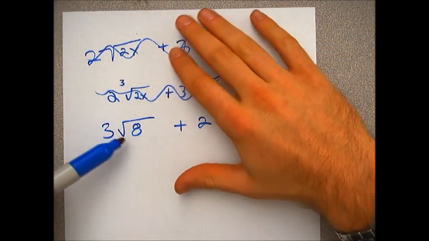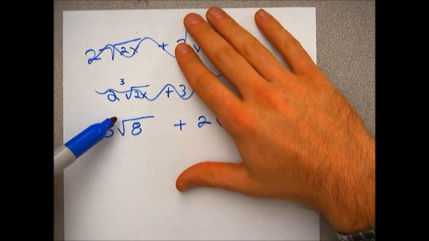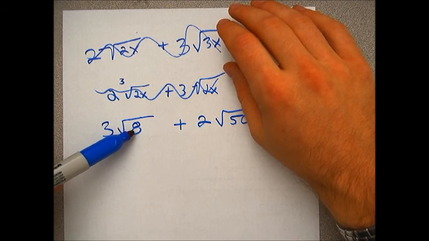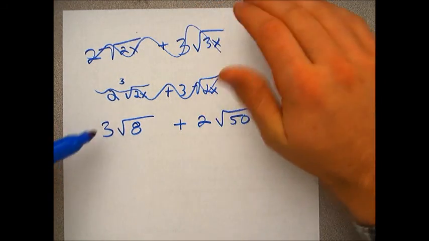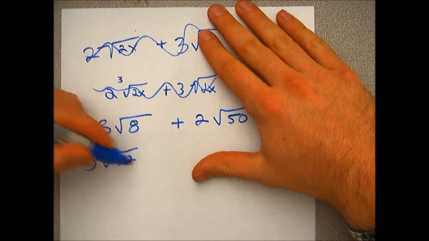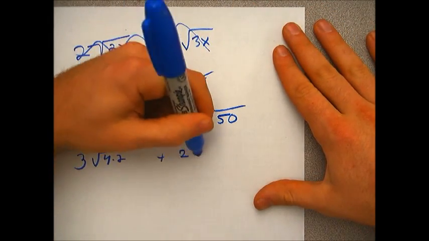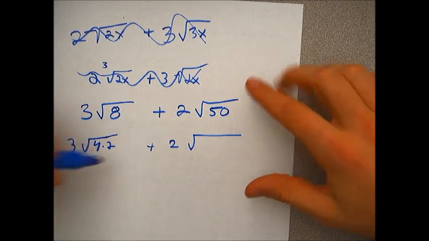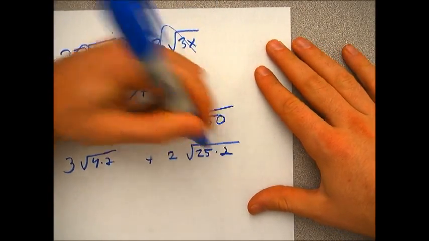So when I look at this, I say, well, square root of 8, index number is a 2. I'm thinking about perfect squares. What perfect square goes into 8? So 4, and then times 2. So this becomes 3 radical 4 times 2. And then over here, what do we know? This is really what perfect square goes into that? 25. So 25 times 2.